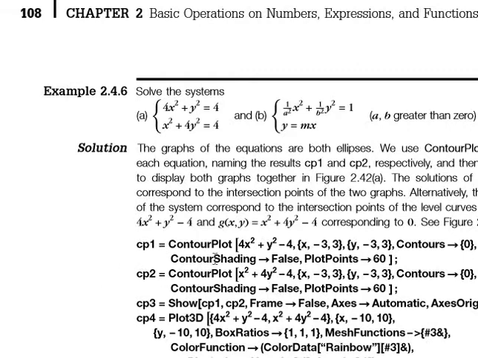CP1 is ContourPlot. This one is 4x square plus 4y square, and this 4 comes to this side, minus 4, and close it, comma. And here we use the value of x as minus 3 to 3 and y as minus 3 to 3, and Contours to 0, ContourShading false, PlotPoints 60.